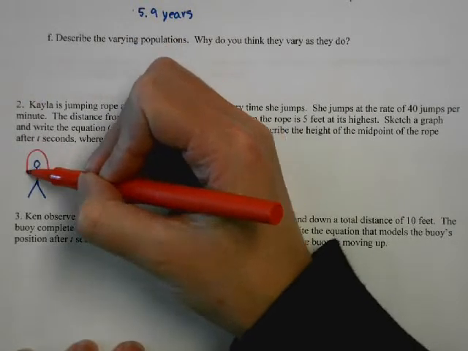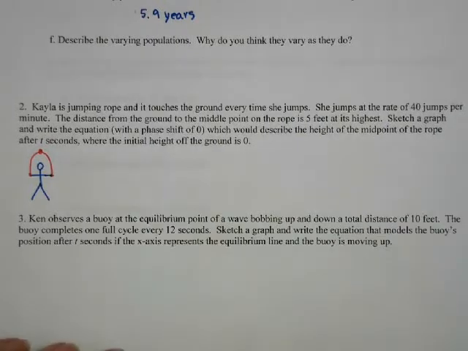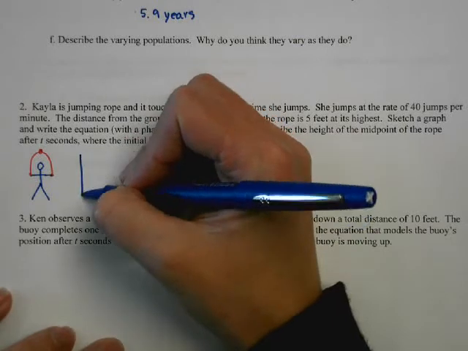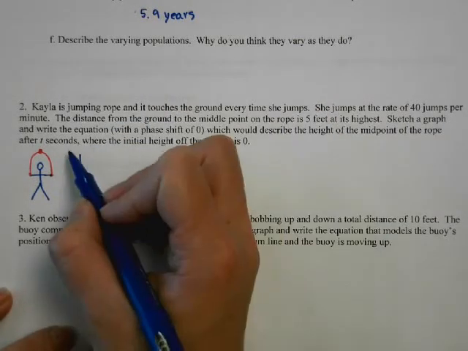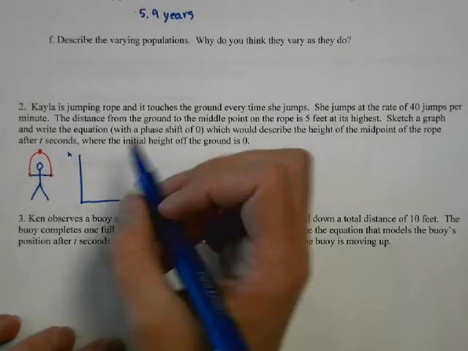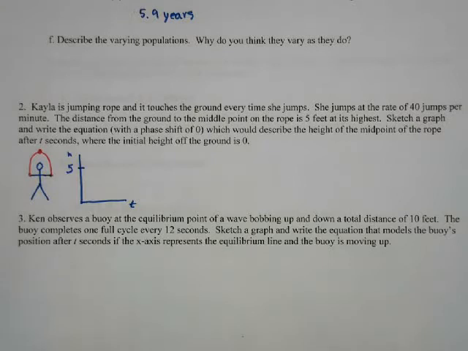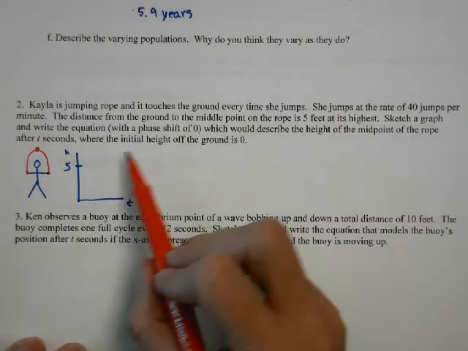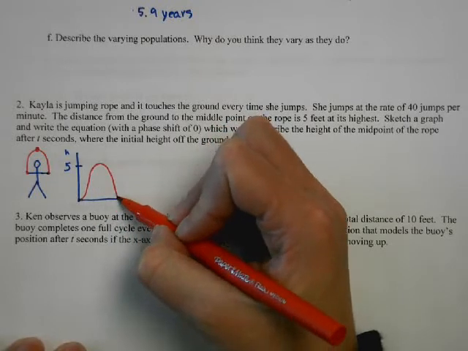Okay, the middle of the rope is what's going to be at the highest or at the lowest. So let's sketch ourselves a graph. We have time and we have the height of the rope. At its highest, the rope is 5 feet. Its initial height is 0, so it's going to start on the ground, go up to 5, and then come back down.